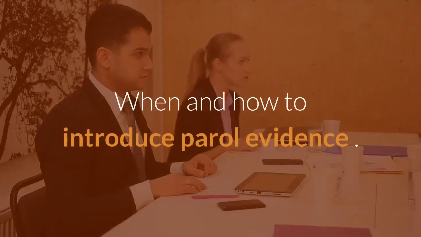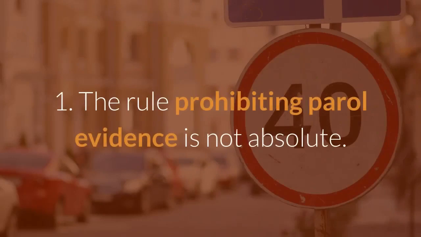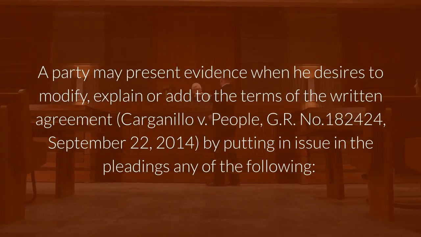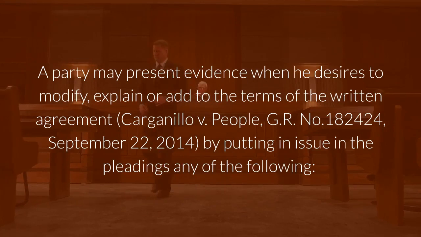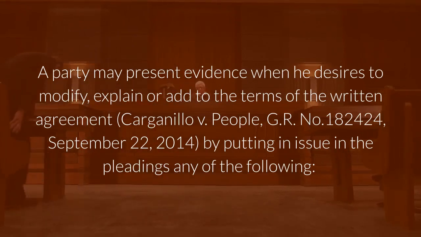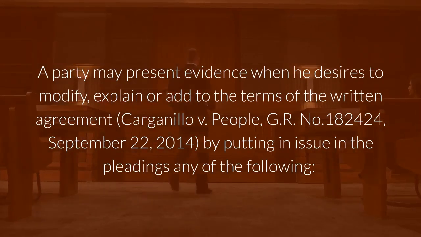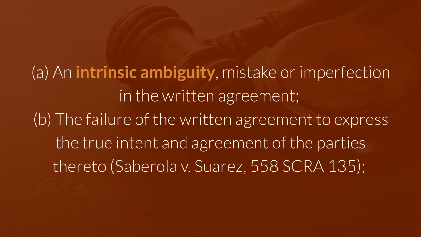When and how to introduce parole evidence. 1. The rule prohibiting parole evidence is not absolute. A party may present evidence when he desires to modify, explain or add to the terms of the written agreement. Carganillo v. People, GR number 182424, September 22, 2014, by putting in issue in the pleadings any of the following: A. An intrinsic ambiguity, mistake or imperfection in the written agreement. B. The failure of the written agreement to express the true intent and agreement of the parties thereto. Sabarola v. Suarez, 558 SCRA 135.